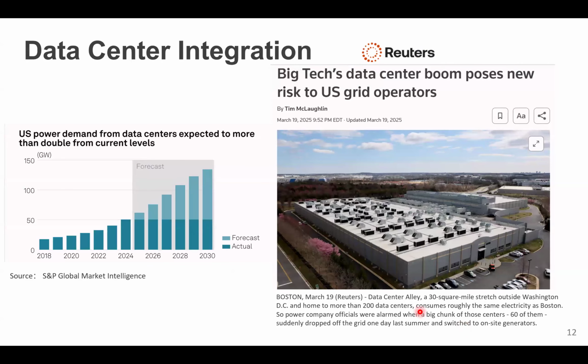Data centers are becoming a new major participant in power systems. The capacity from data centers is expected to more than double from the current level in the next 5 years. Different from conventional load, data centers are more geographically concentrated, in the sense that just about 250 data centers can consume roughly the same electricity as Boston. When some data centers have very large fluctuations in their load, that can become a very large disturbance to the power grid.